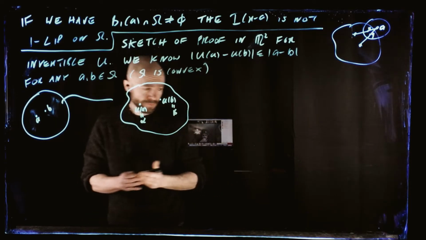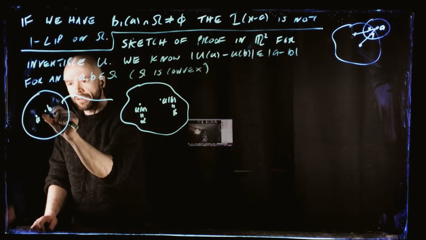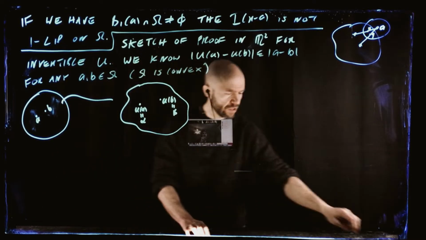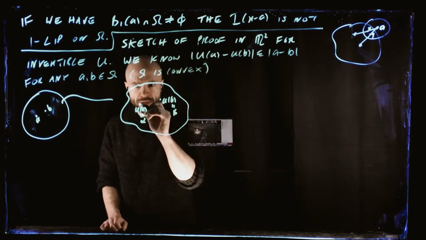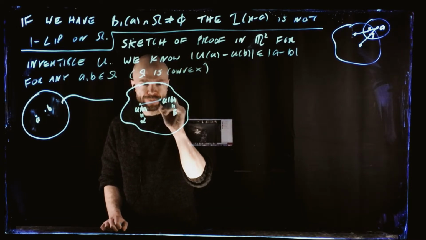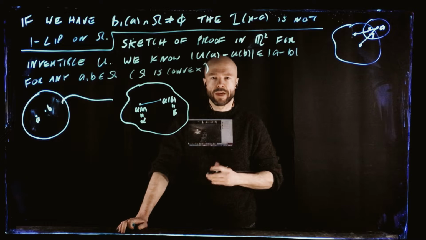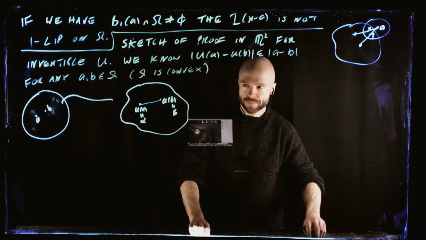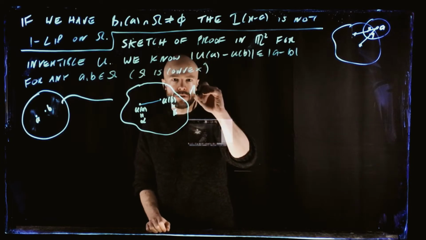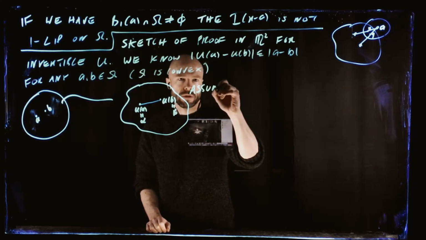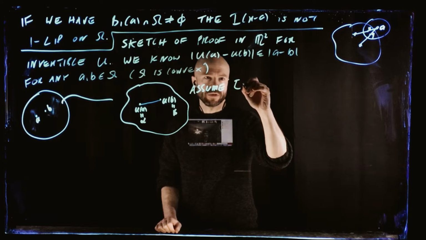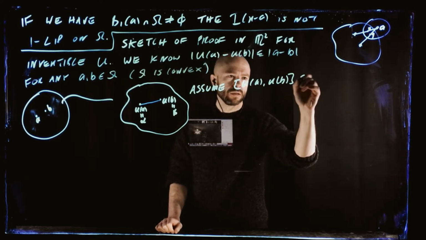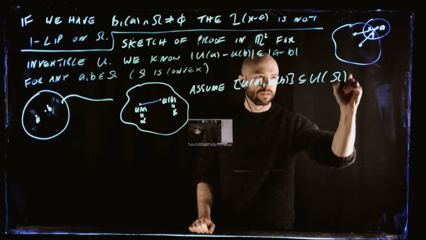Now we're going to assume that we are sufficiently inside the interior of omega that when we connect the line segment that joins U of A and U of B, it still stays inside the image. This is an assumption. This is not trivial. We have to have some arguments for why this is true, but let's assume that the line segment from U of A to U of B is contained within the image like this.